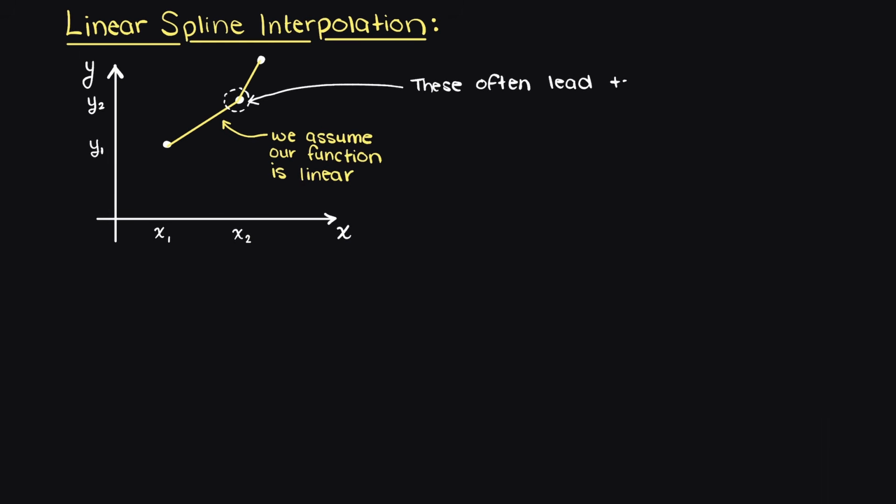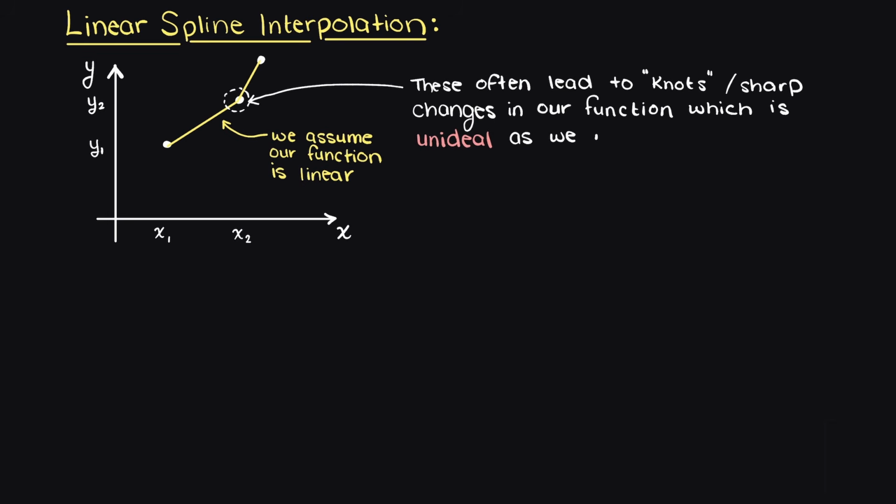As you can see, we usually get these unwanted sharp changes in our function, and you may see these called knots. These are unideal and why cubic splines are much more commonly used. However, these will be the subject of our next numerical methods theory video.